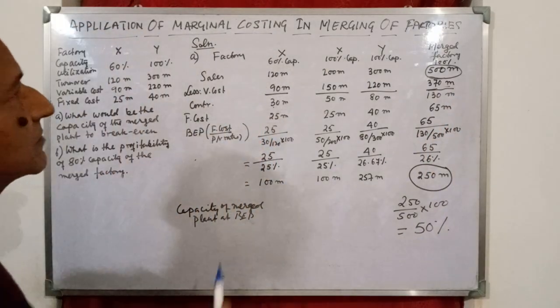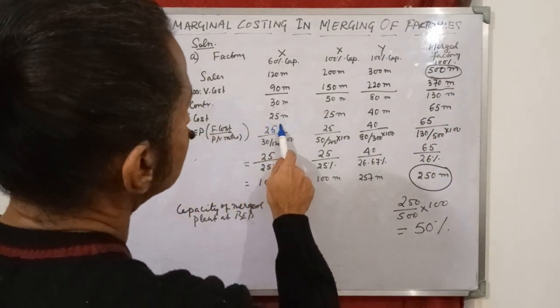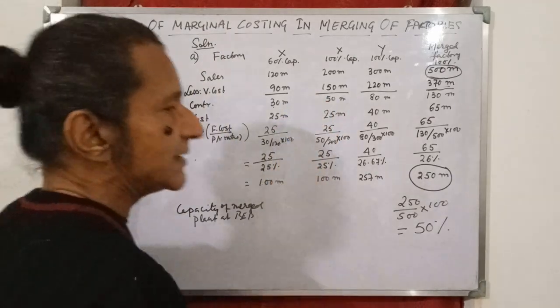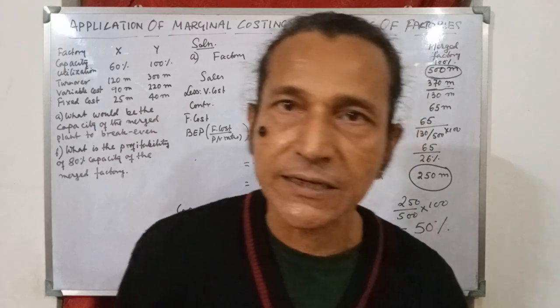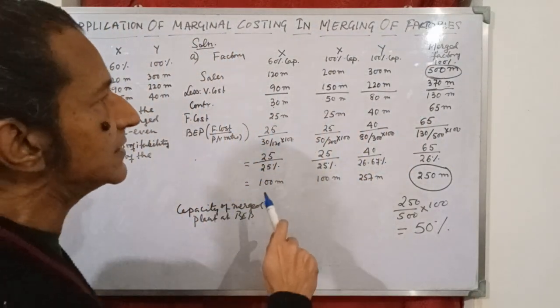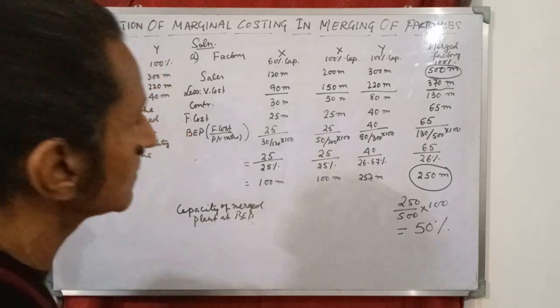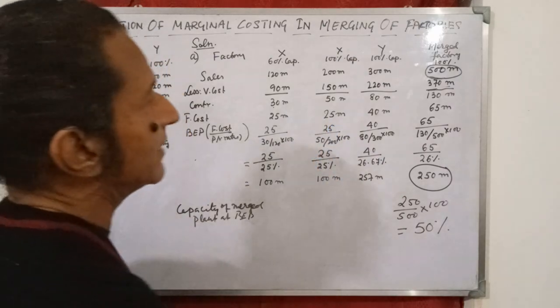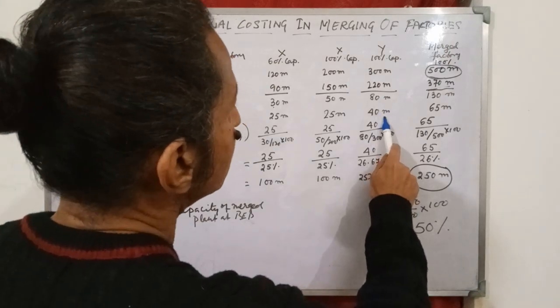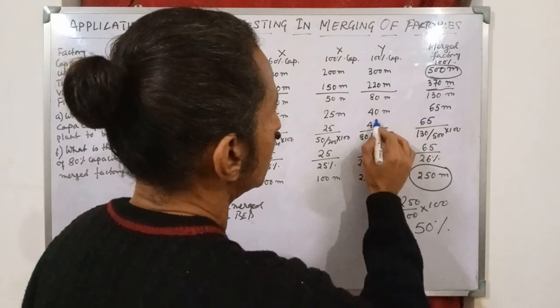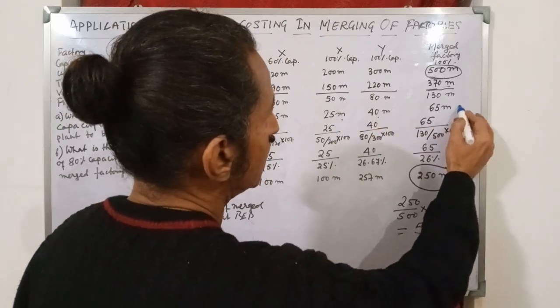The fixed cost of factory X is 25 million at 60% capacity, and since fixed cost does not change, it remains fixed. So at 100% capacity the firm will incur the same amount of fixed cost. So fixed cost remains 25 million, and factory Y has a fixed cost of 40 million per annum. So the fixed cost of the merged factory is 40 plus 25, that is 65 million.